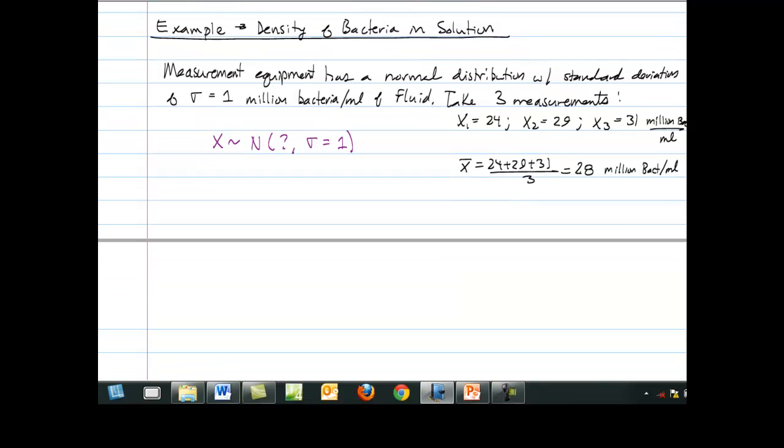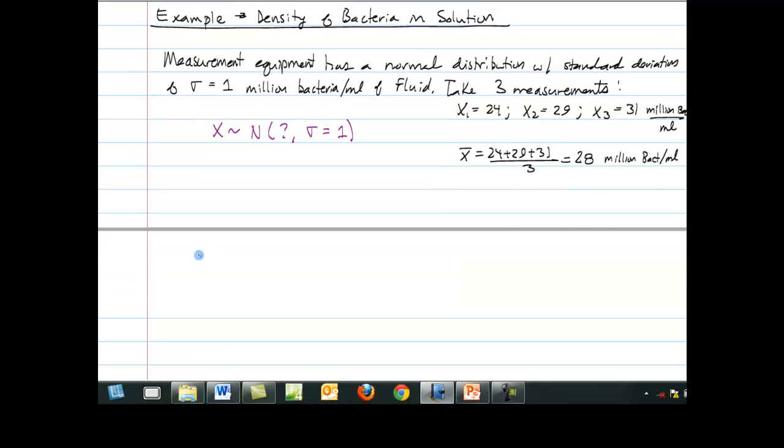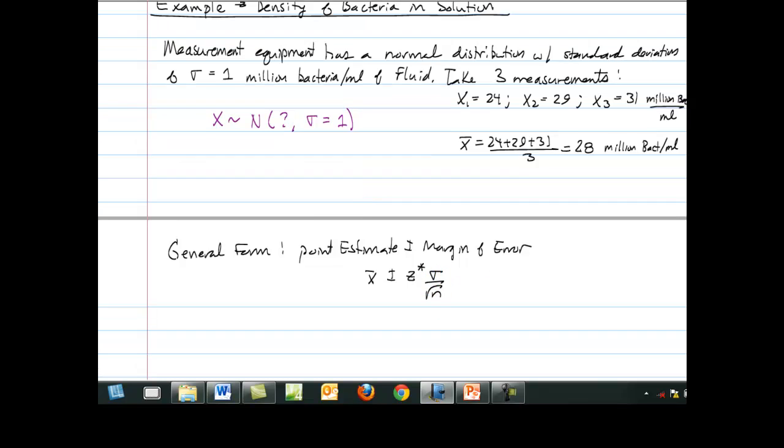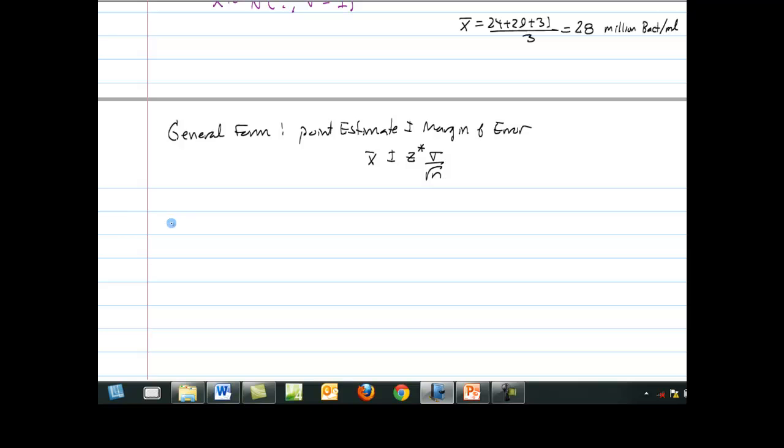So now I start to build my confidence interval. Well, the general form for any confidence interval, we already know, is its point estimate plus or minus some margin of error. Now what we're trying to build is a confidence interval for the mean. So this is going to look like X bar plus or minus margin of error, which is Z star sigma over the square root of n. So let's go ahead and fill out what we know. For our example, we know X bar is 28, and we know sigma is equal to 1. We also know we took a sample of size 3.